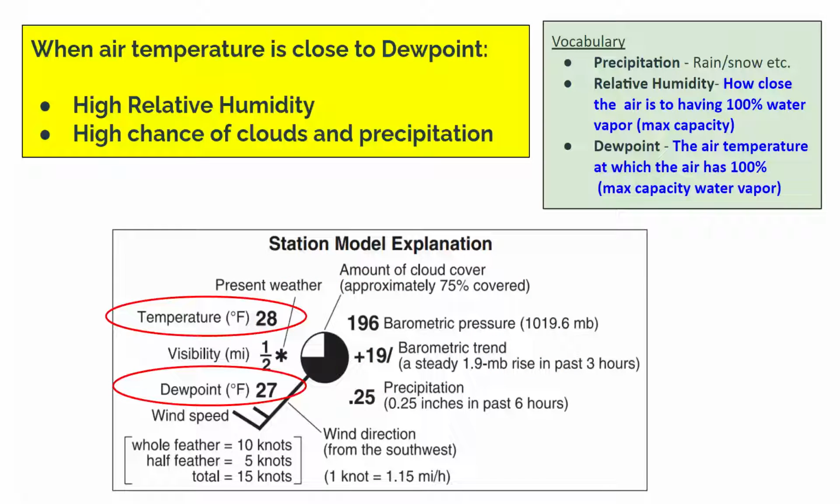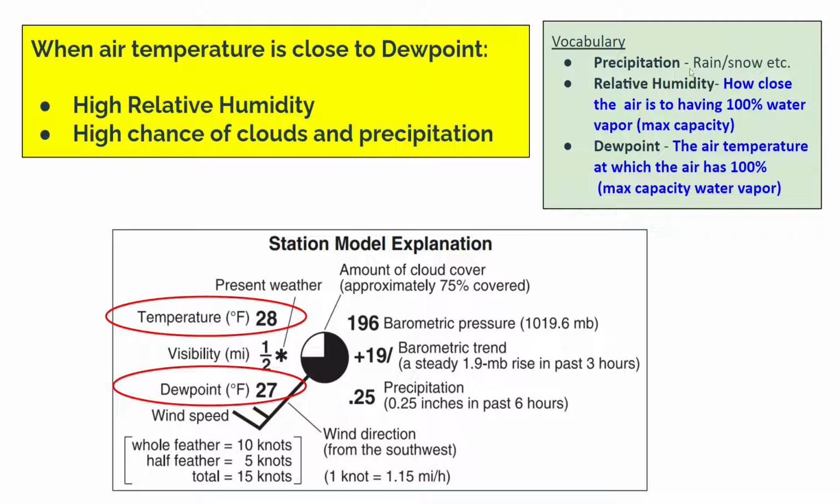Now remember, when air temperature is close to dew point, two things happen. We have high relative humidity and also a high chance of clouds and precipitation. And think about it. Dew point is the air temperature at which the air has 100% water vapor. If your air temperature reaches the dew point temperature, your air now has 100% water vapor. And if something has 100% water vapor, then it also has high relative humidity. Relative humidity is how close the air is to having 100% water vapor. And if your air has 100% water vapor, there's a high chance of clouds and precipitation because the air can't hold any more water vapor.